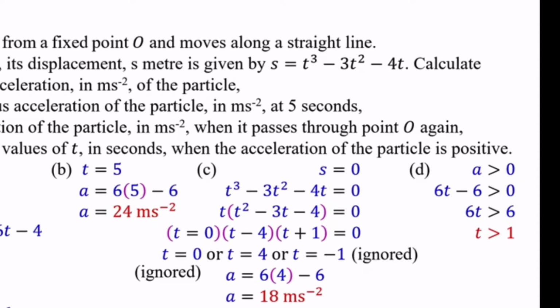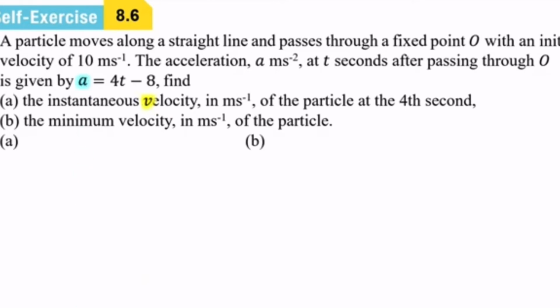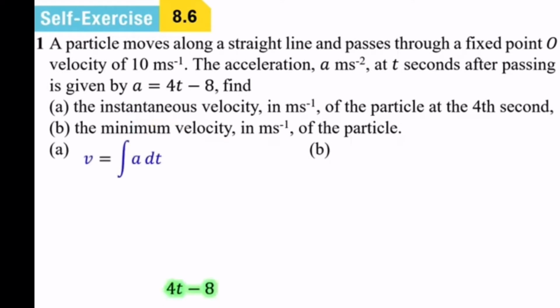All right, so let's proceed to self-practice 8.6. A particle moves along a straight line and passes through fixed point O with a velocity of 10 meter per second. The acceleration, a meter per second squared, at t seconds after passing through fixed point O is given by 4t minus 8.